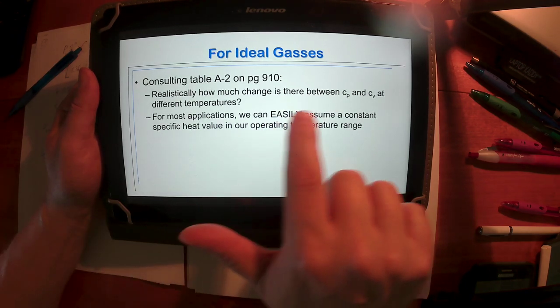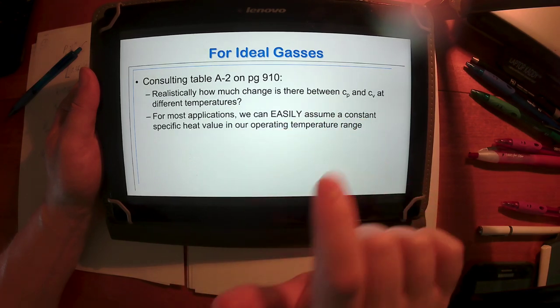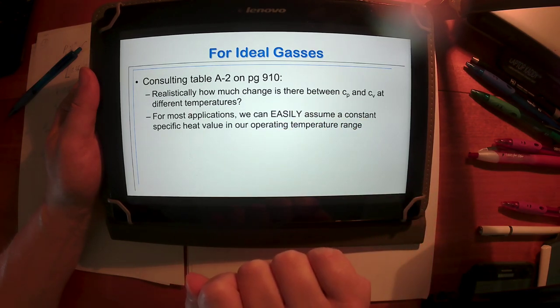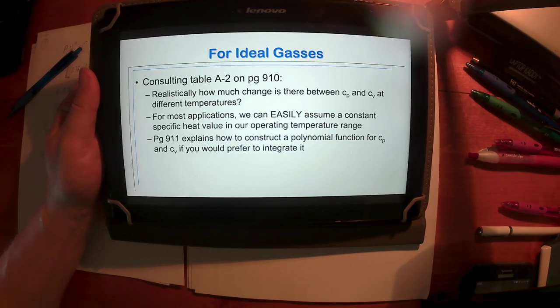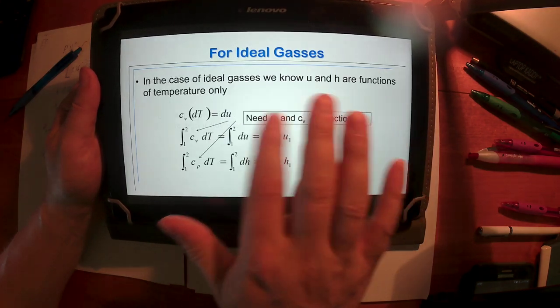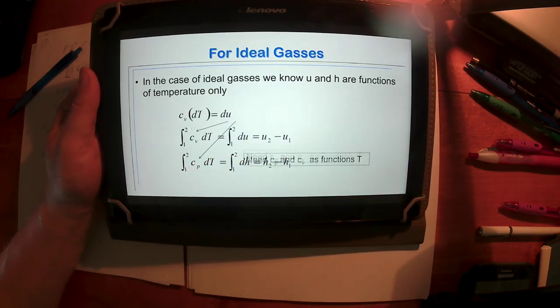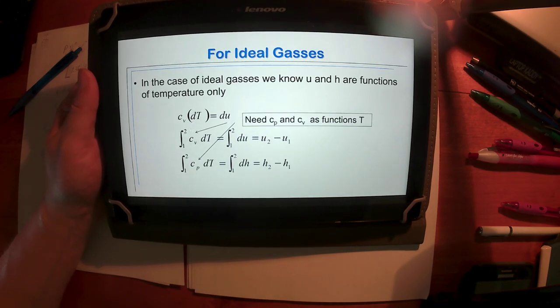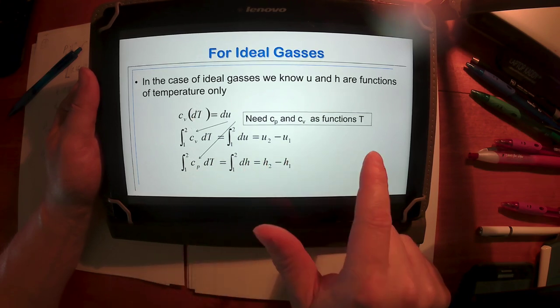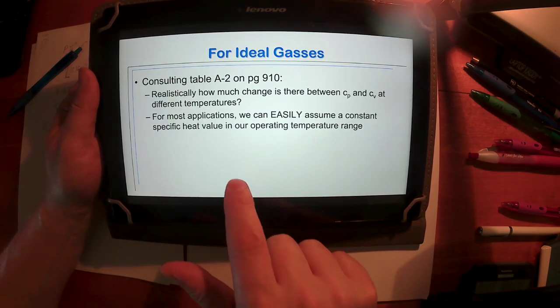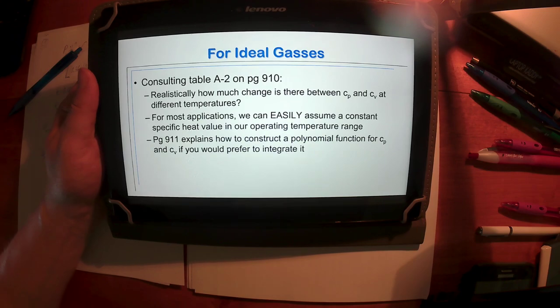So what we normally do is assume a constant specific heat within our operating range. Now, within your text, they're typically going to give you the coefficients for a third order polynomial, right? So you can have C sub P or C sub V as a function of temperature as a third order polynomial, and you could actually do the integral. But normally we're just going to assume that it's constant.